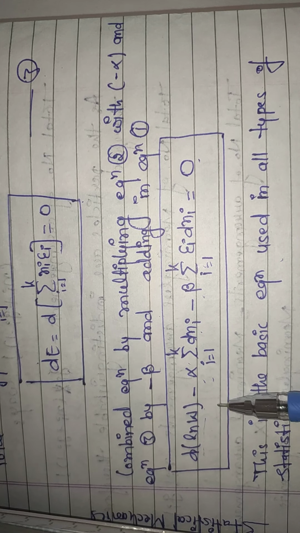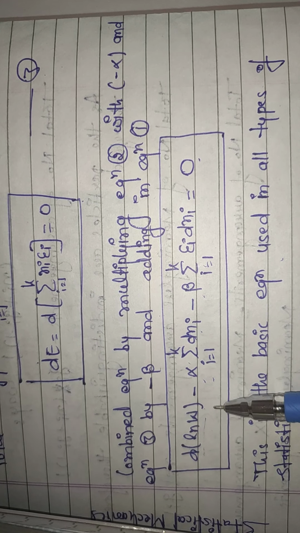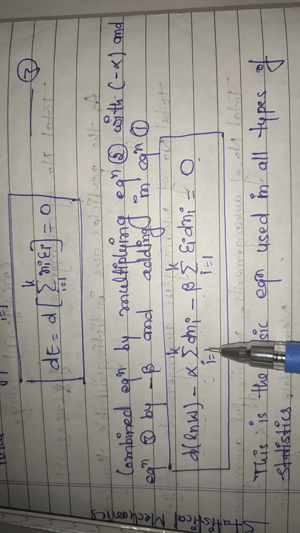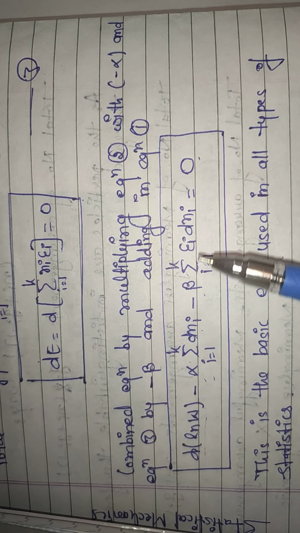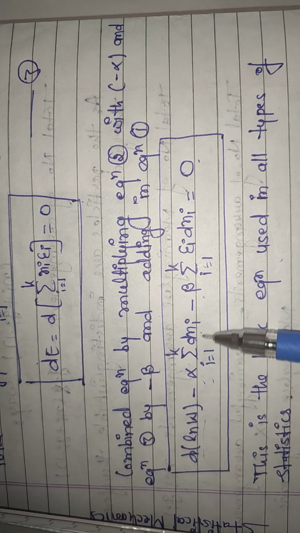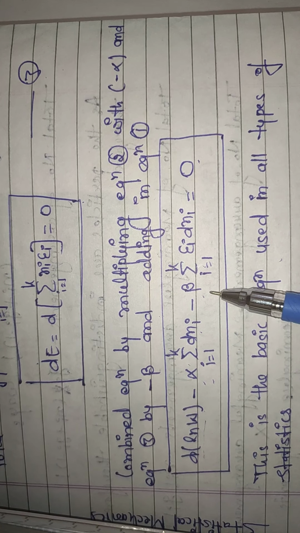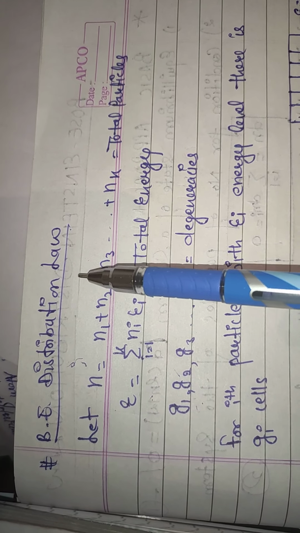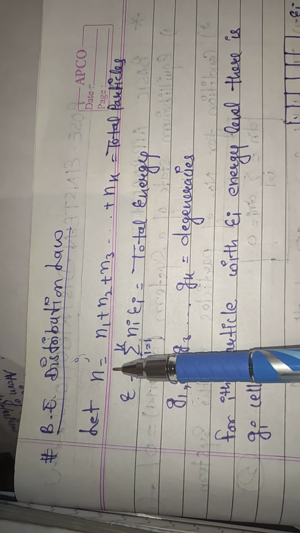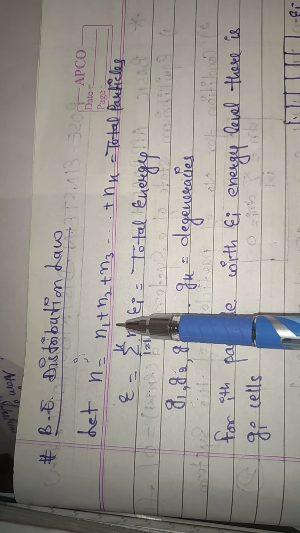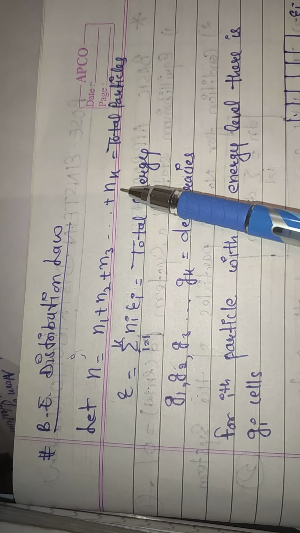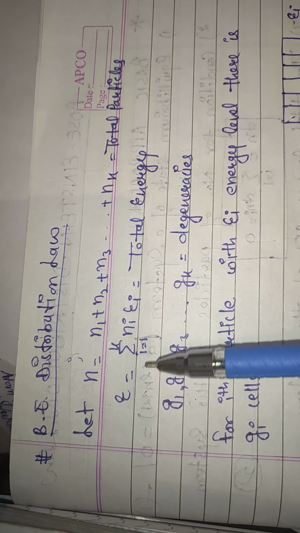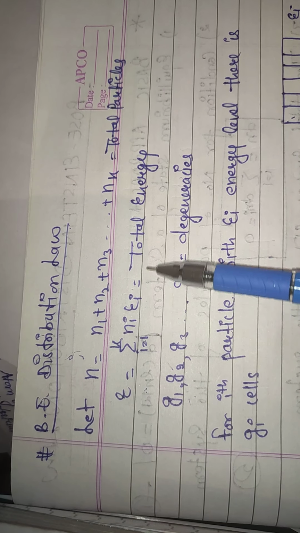So let us start with our distribution law. Remember, first we will find the logarithm of W, then the total number of particles and total energy, and then we will find an equation. So let us start the Bose-Einstein distribution law. Let us consider we have a total number of particles N, that is the sum of n1 plus n2 plus n3 plus up to nk. The total number of particles is constant, and the total energy is as we have discussed.